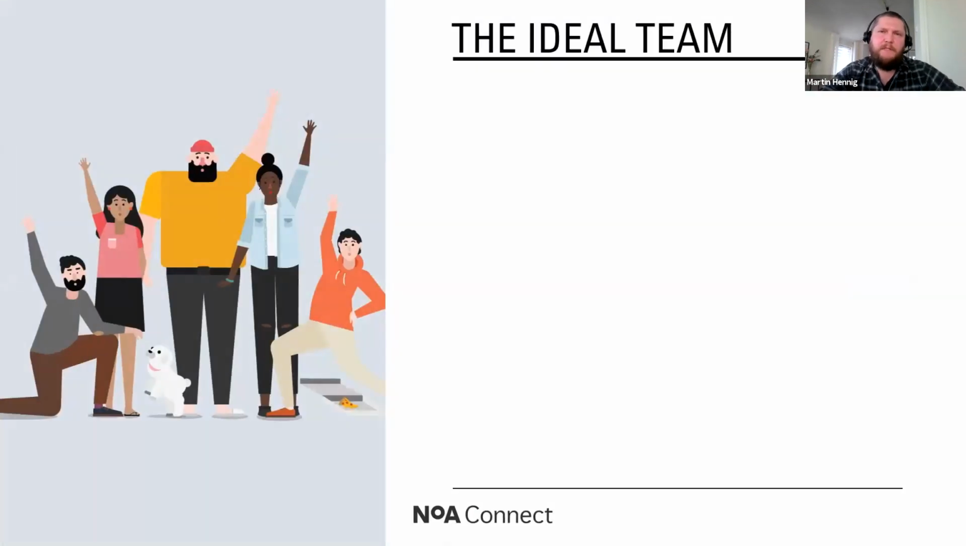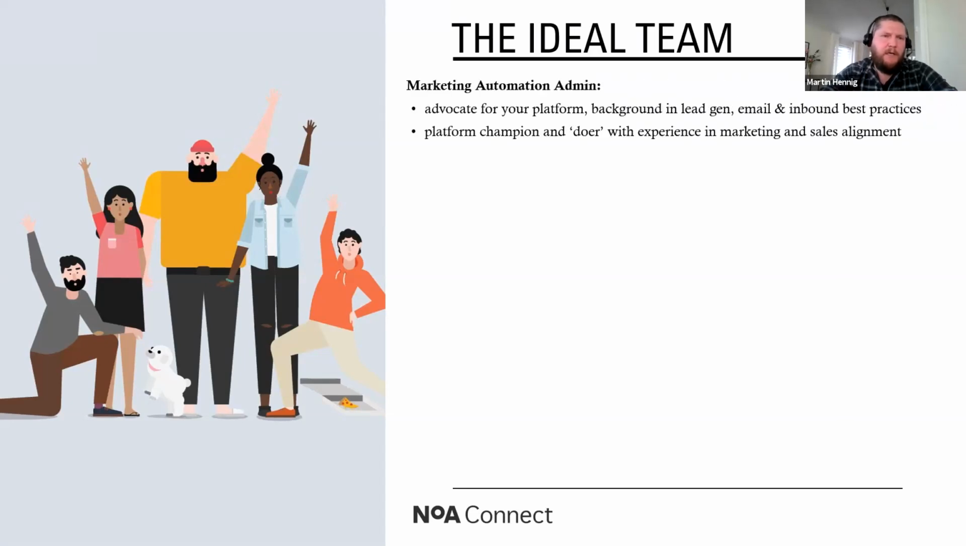All right, then let's take a look at our ideal team. So we talked about the ideal setup. Who do we need on our team to be successful? All right, guy in the gray shirt over here. He's our marketing automation admin. He's the doer, the one that owns it. He's the platform advocate. He knows it inside out. He has a strong background in lead generation, email marketing, inbound, and so on. He's our platform champion. He's the guy who's doing all those beautiful journeys we've just seen.